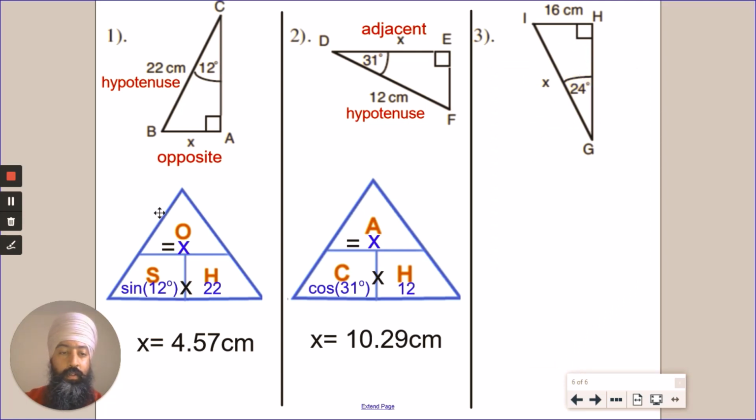So press pause, give yourselves a couple of minutes. Remember, first step, label the diagram. Second step, substitute the values into the correct triangle, and lastly do your calculation. Okay, give yourself 2 minutes, and then we'll go through it.